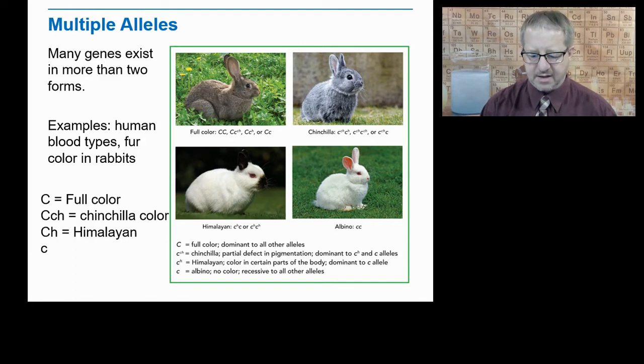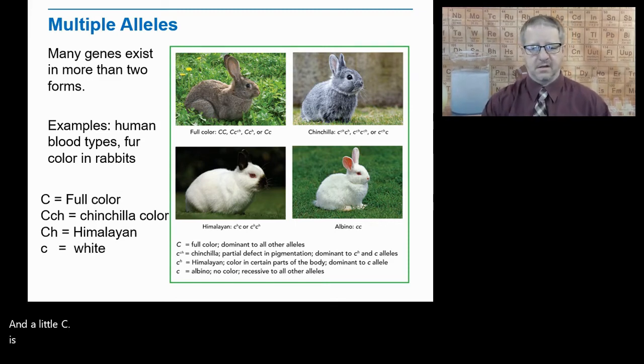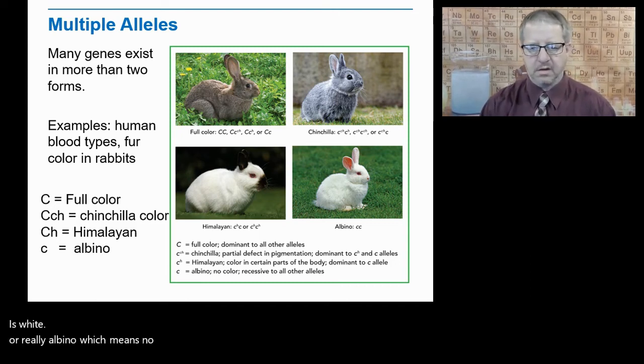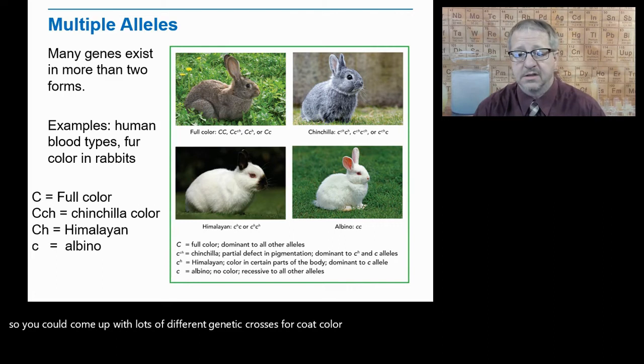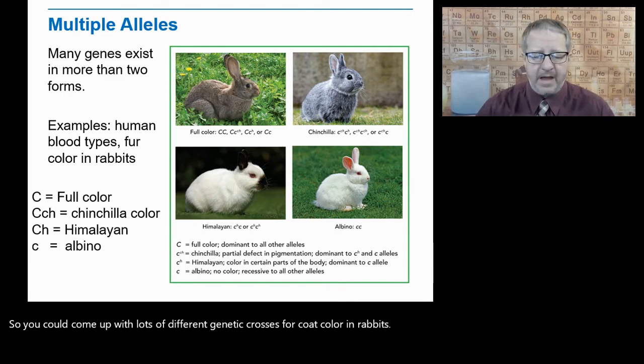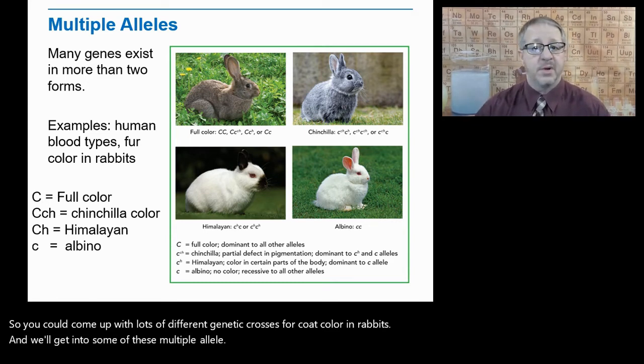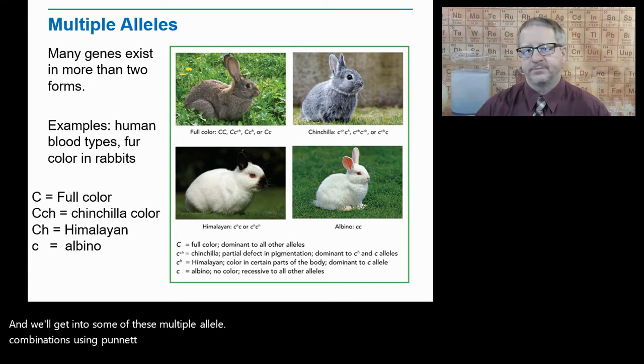And a little c is white, or really albino, which means no color. So you could come up with lots of different genetic crosses for coat color in rabbits. And we'll get into trying some of these multiple allele combinations using Punnett squares at some point.